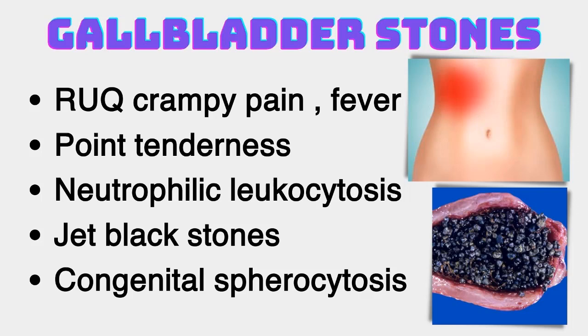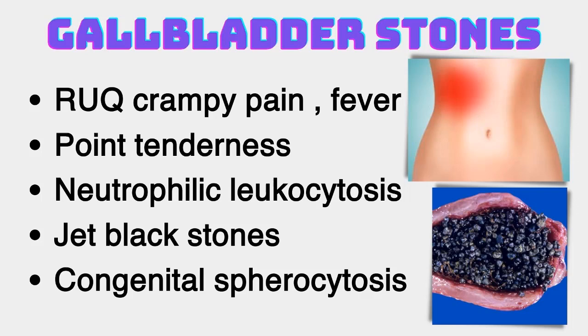Well, she's got congenital spherocytosis, and because she's been hemolyzing red blood cells all her life, there's a lot more conjugation of bilirubin into conjugated bilirubin, so she has supersaturated bile with bilirubin, and she forms calcium bilirubinate stones, which are jet black. They love that question. They love that question. Okay. So make sure you know that.